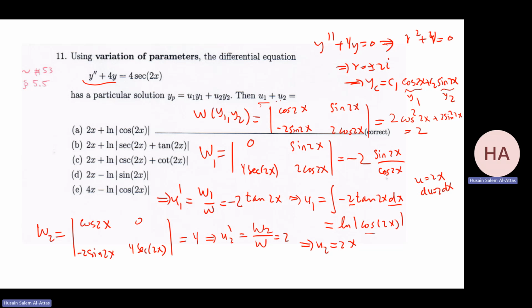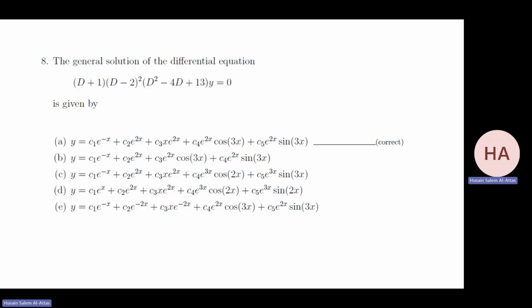I wanted to find u1 plus u2, so it will be 2x plus this. What is this one? It's not difficult, but you need to be careful with the calculation. These are just quick zeros. So I have here minus 1, here 2, 2. Here I need to do it the long way.